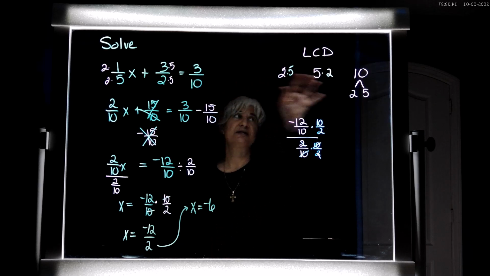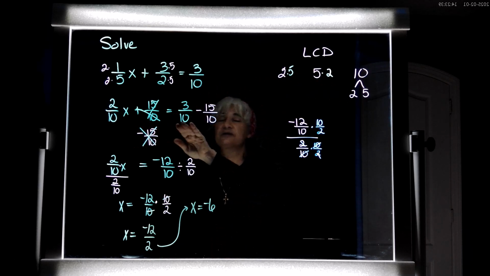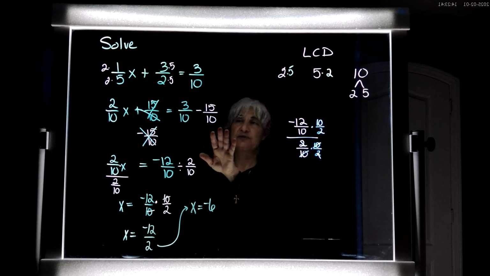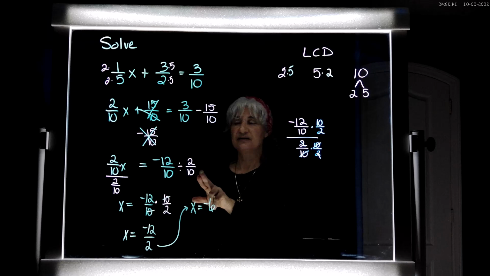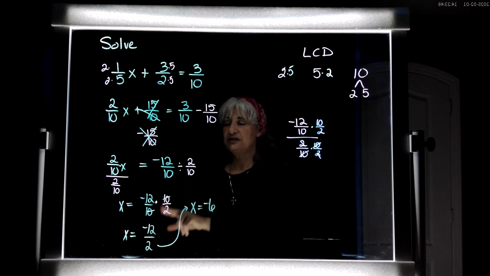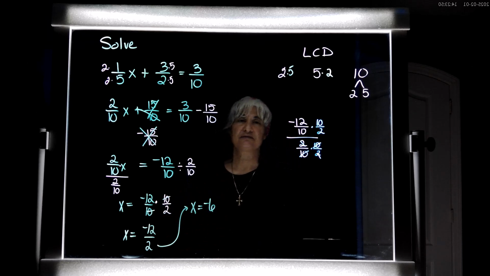Okay, so recap. Get all the denominators the same. Get a common denominator first. It makes adding and subtracting much easier. And then we had to divide. So you had to remember how to divide fractions and reduce.